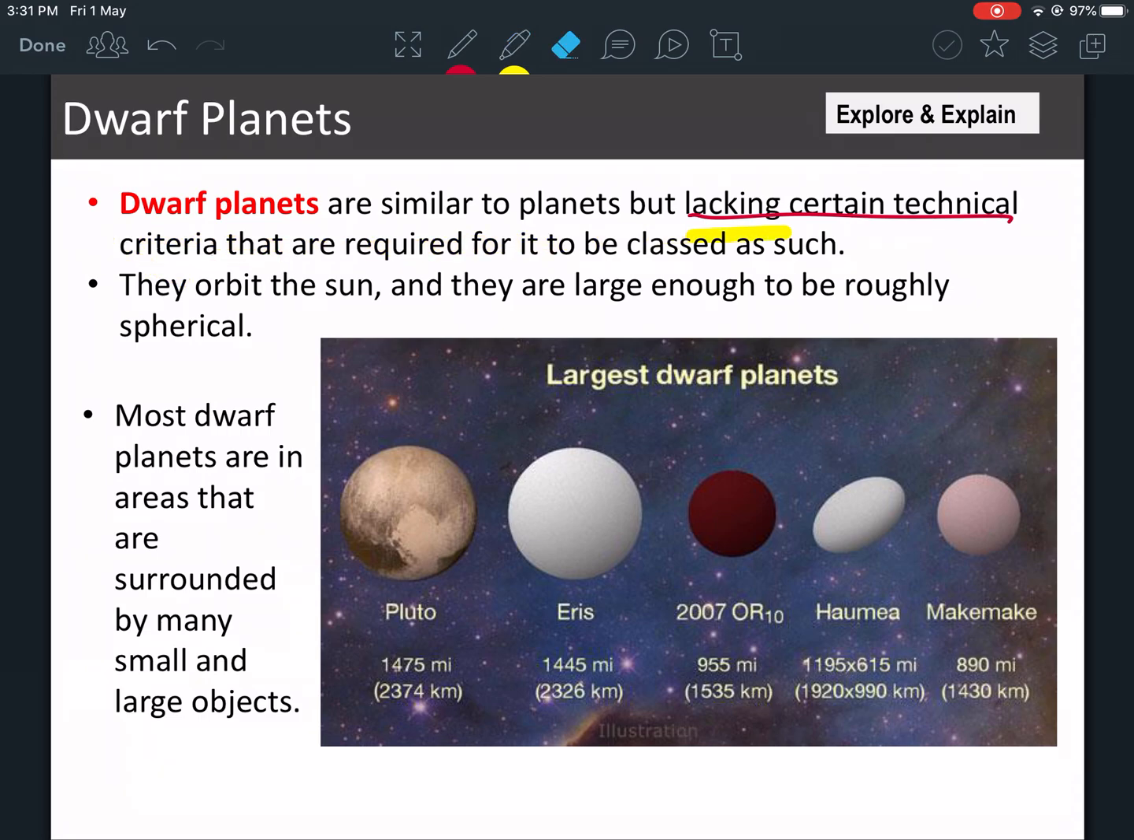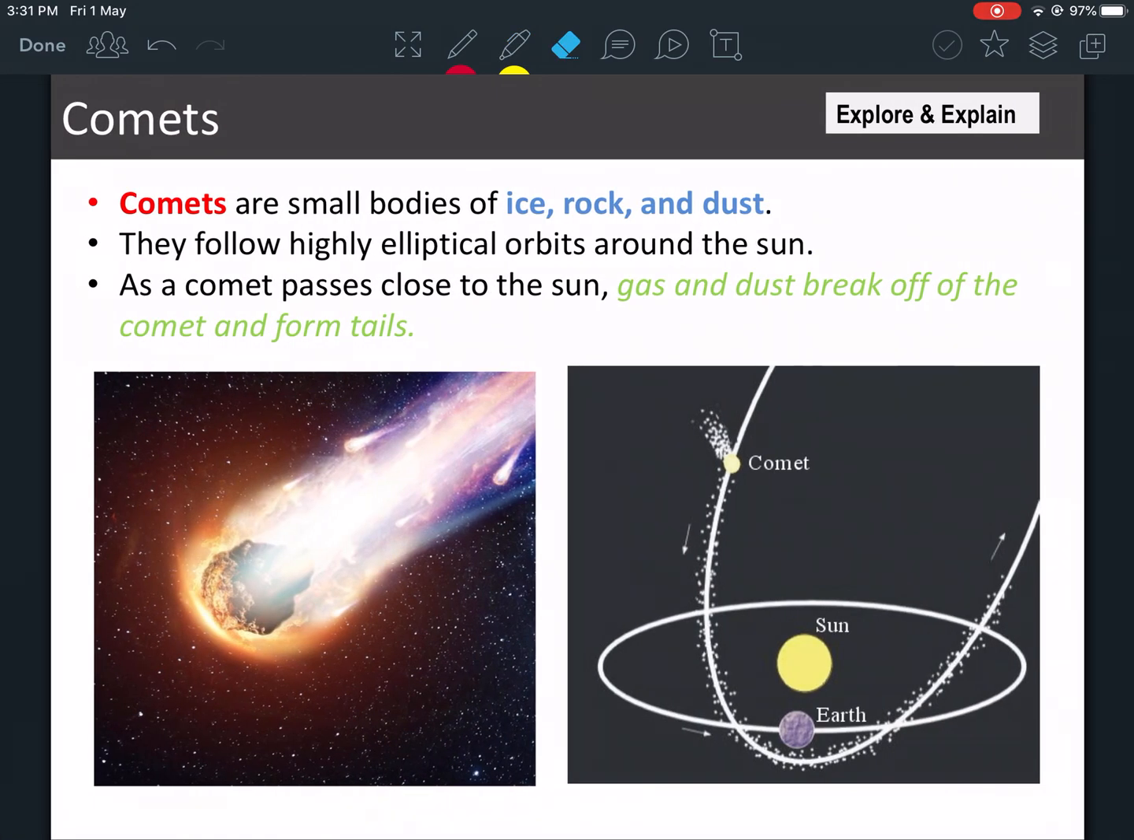Sorry, trying to erase. Comets are small bodies of ice, rock, and dust. You have to know what they're made of. They're made of ice, rock, and dust. They follow elliptical orbits. Elliptical orbits are orbits like this. These are elliptical orbits. That means they orbit objects.